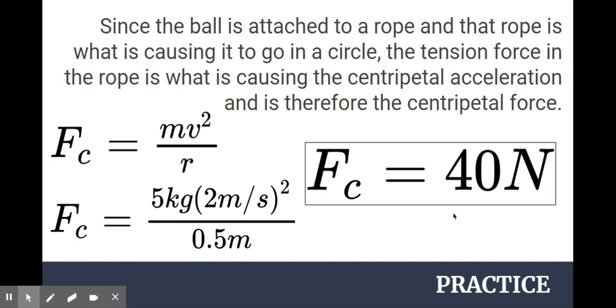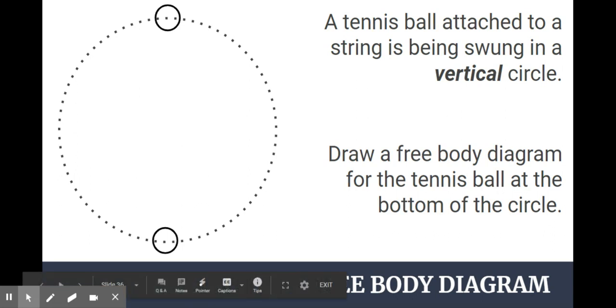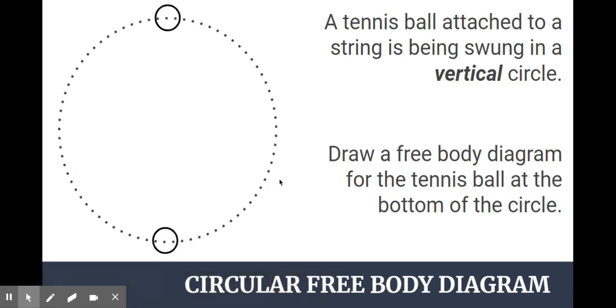All right, so a tennis ball is attached to a string and swung again in a vertical circle. Let's construct a force diagram, a free body diagram of the tennis ball when it is at the bottom of the circle, okay? So it's being swung in a circle. I want you to construct a force diagram for the tennis ball when it is at the bottom of the circle, okay? See what you can come up with.